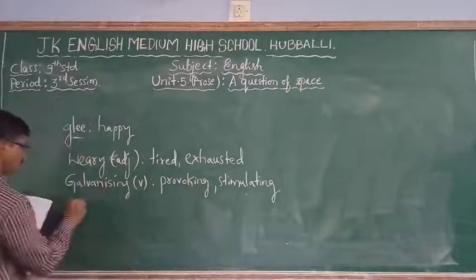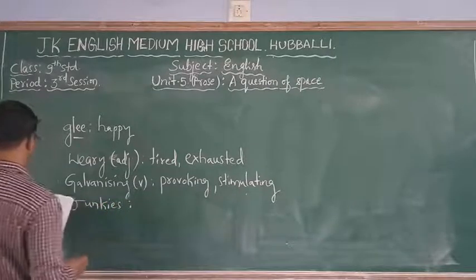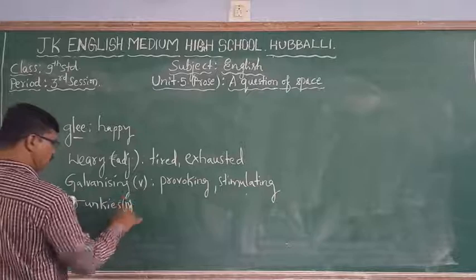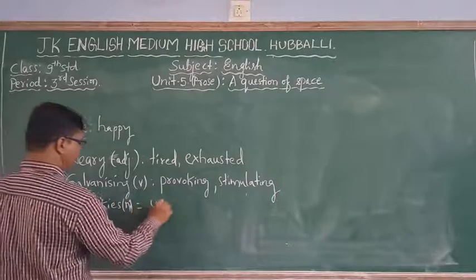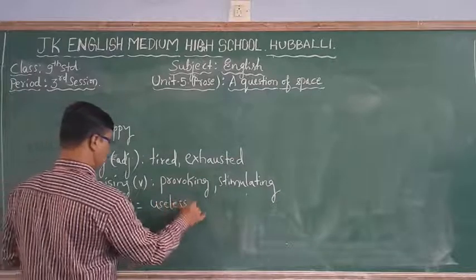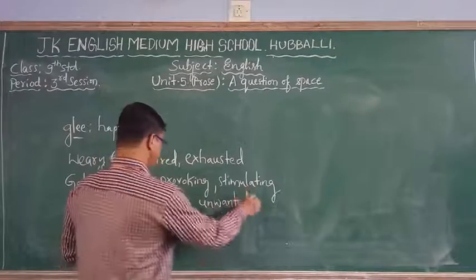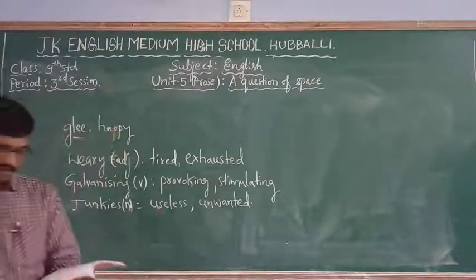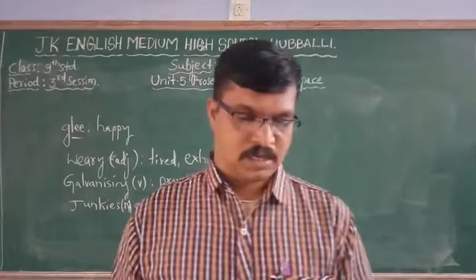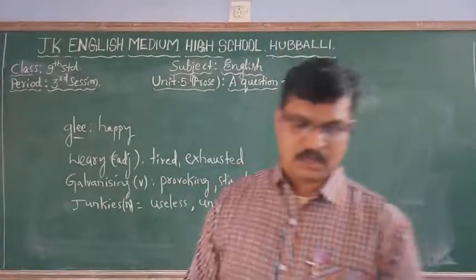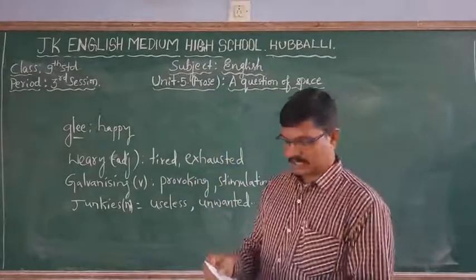So junkies means what? Junkies here is a noun. As a noun, junkies mean useless, unwanted. Useless, unwanted. So, like that, the last remark sent a strong wave to this Vikrant, who was exhausted with that.